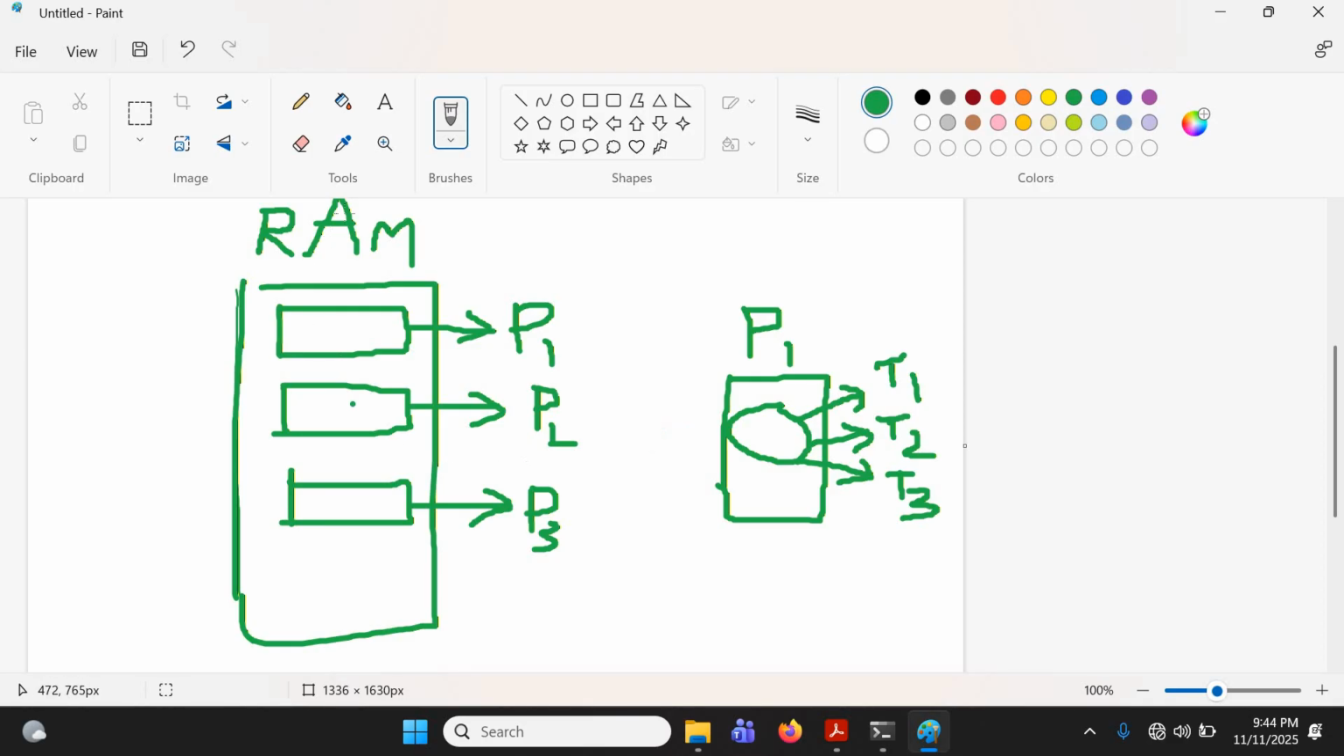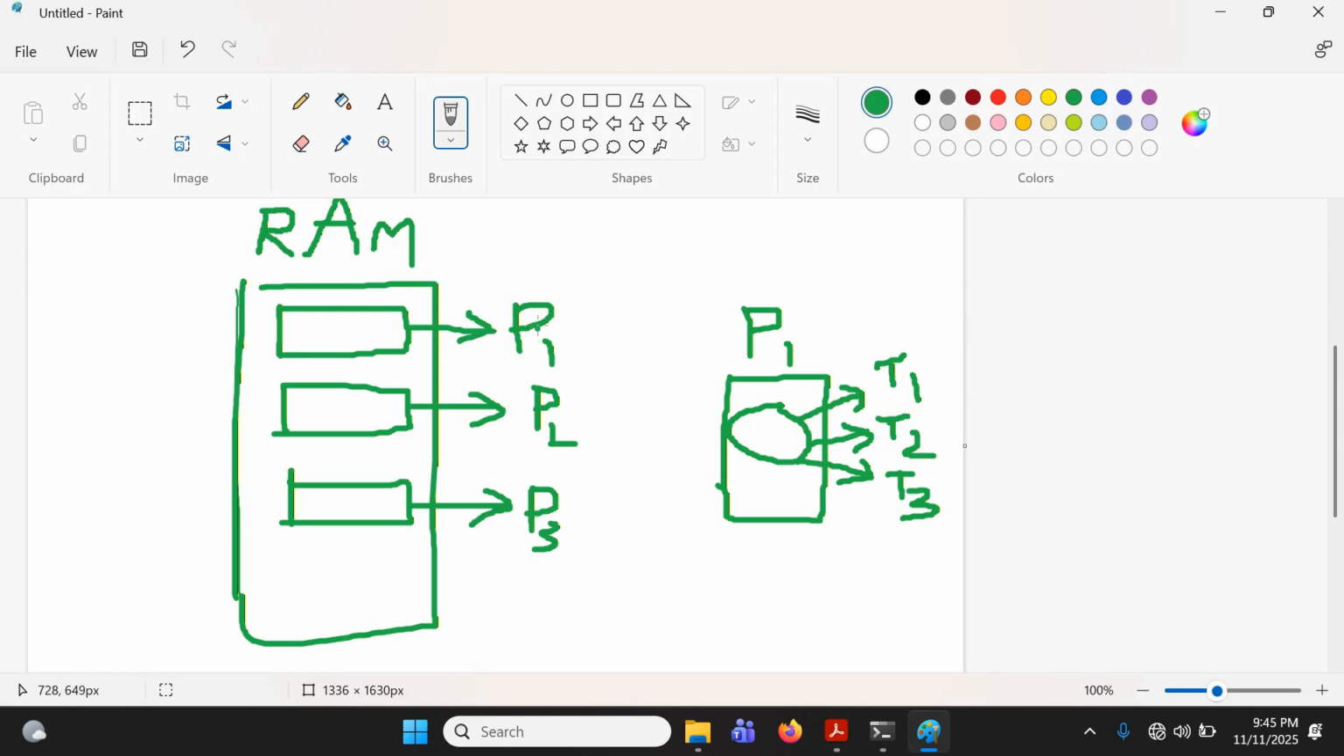See, we have RAM, random access memory or main memory, whatever it may be. Suppose there is a RAM in which three processes are running: P1, P2, P3. That means three programs are currently running. These three processes have different memory. Different memory is allocated for each process, that means each program.